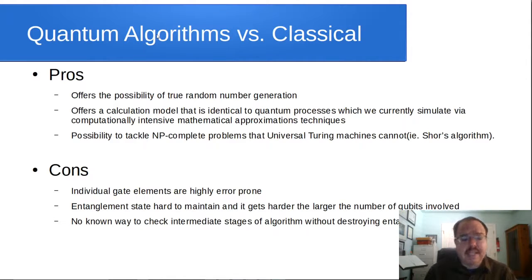Another big problem is that the entanglement state is hard to maintain, and it gets harder the larger the number. So the closer we get to actually doing problems we really want to do that are really interesting, the entanglement state's getting harder. Some pessimists say that we'll never be able to entangle enough qubits to make these things a useful proposition.